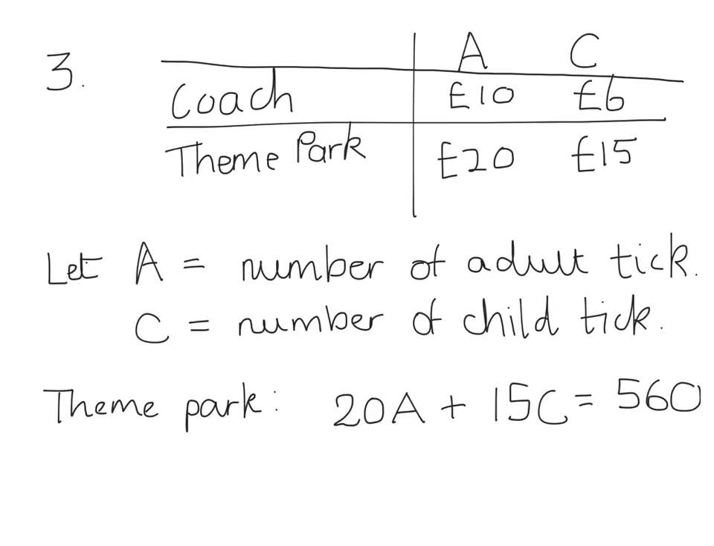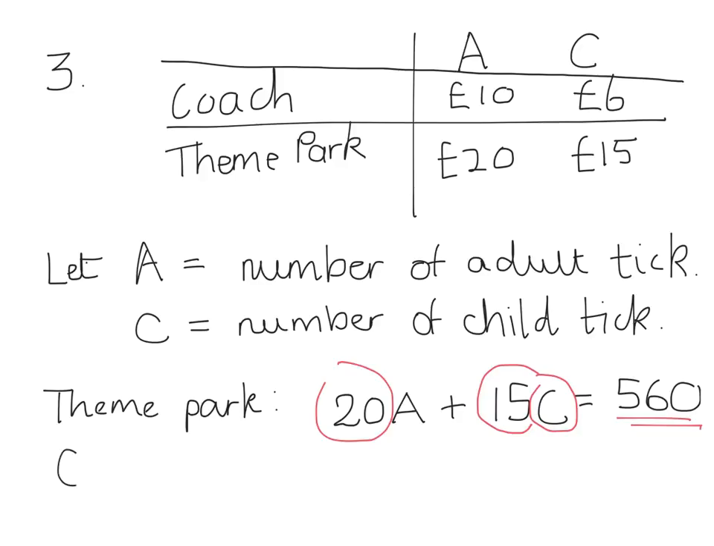So one of your equations, for example the theme park: we're told that all the theme park tickets in total cost £560, okay? Which means it must be however many adult tickets they sell times £20 plus however many child tickets they've sold times £15. So your first equation is 20a plus 15c equals 560.